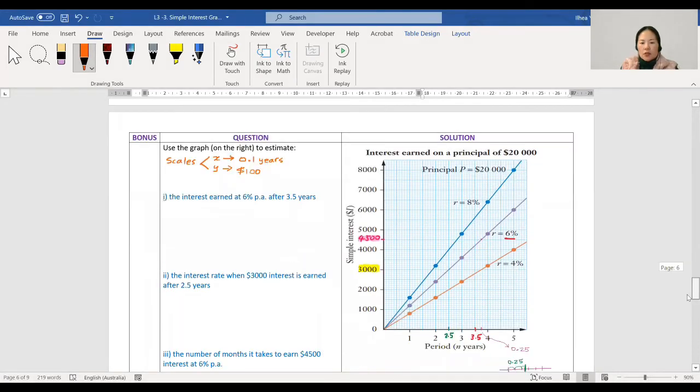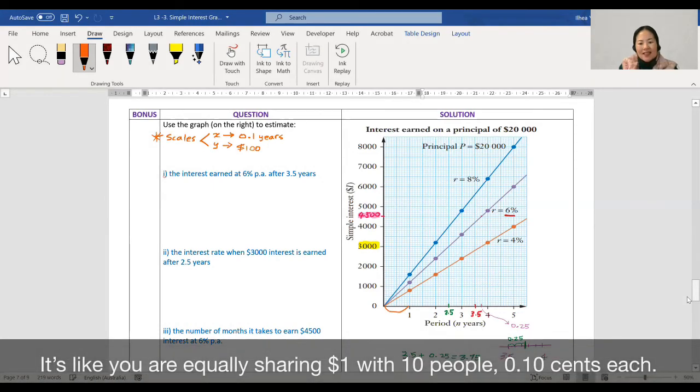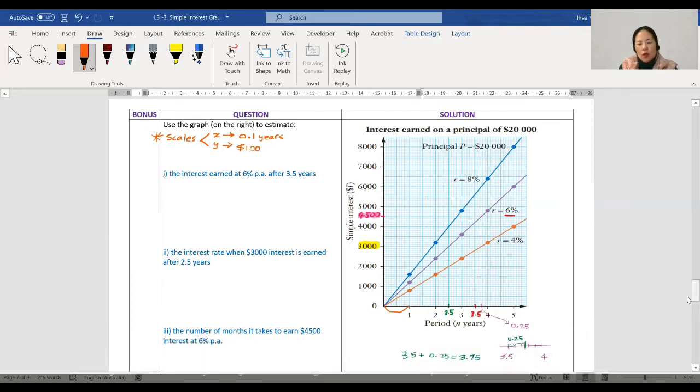It's a bonus question here. Now, use the graph on the right to estimate. When you use the graph, you do need to estimate, so you can't really have an exact, accurate answer for this. First thing first, we need to think about scale. What are the scales here? I'm looking at the x-axis. From here to here, there are 10 little spaces. So each little space is 0.1.